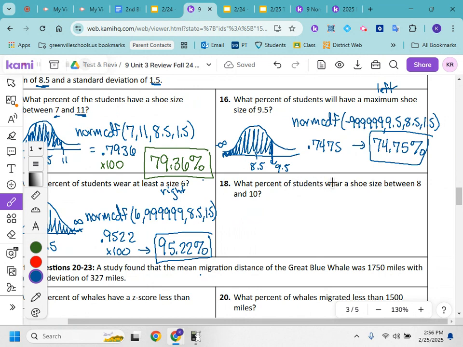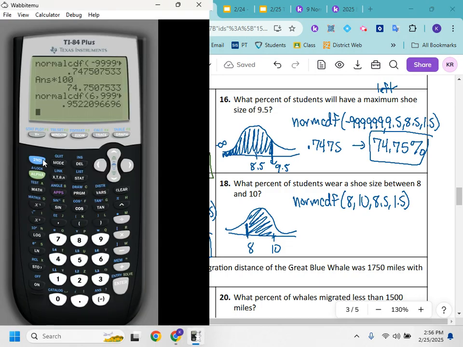What percent of the students wear shoe size between 8 and 10? 8's on this side, 10 is on this side, shade in the middle, between. So our lower is 8, our upper is 10, our mean is 8.5, and our standard deviation is 1.5. Oh, I flipped it. Lower first. You can't have a negative area. That doesn't even make sense.